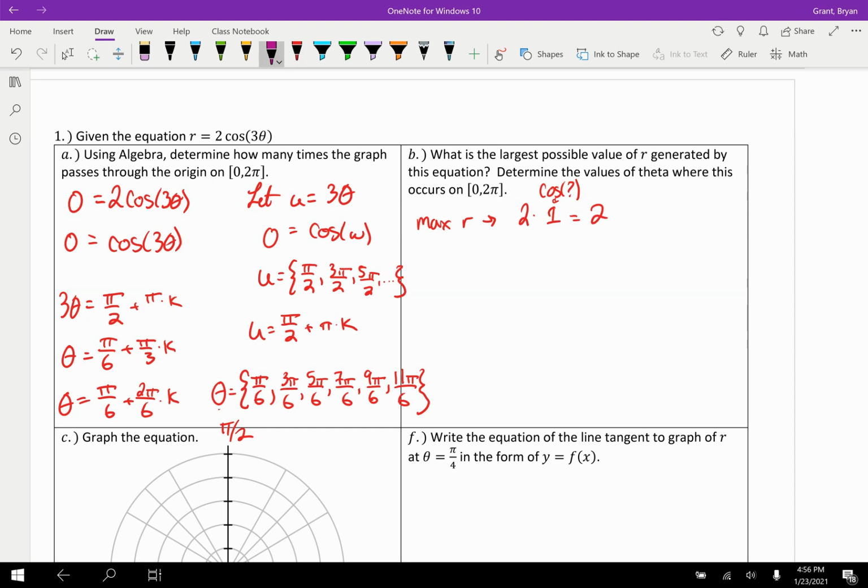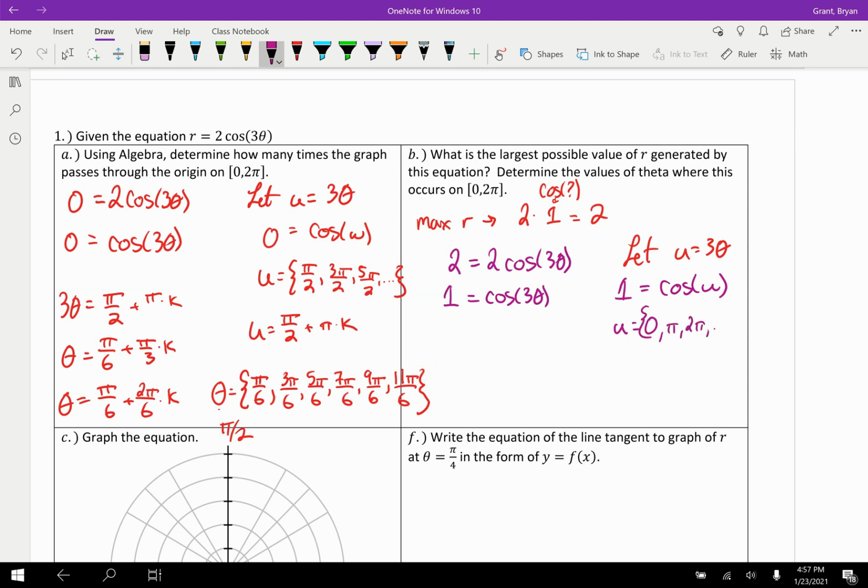Well, that's different. Let's say that this is r. If we want to find the thetas that create that, just set 2 equal to our equation. Okay, this gives us 1 equals cosine of 3 theta. Oh, hey, look, u substitution time. Let's rock and roll. Let u equal 3 theta. So we have 1 equals cosine of u. And where is cosine 1? Well, that's actually easier. Cosine is 1 at 0, pi, 2 pi, so on. Oh, nope, not pi, though. We just said 1, didn't we? So let's do 0, 2 pi, and so on and so forth.